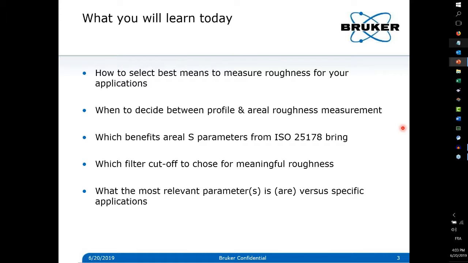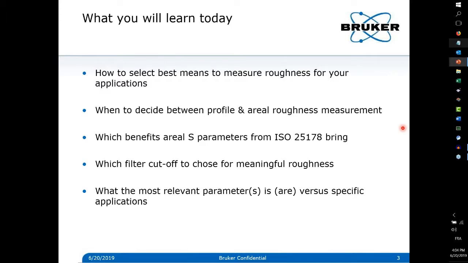Today, this webinar is very pragmatic and oriented to real cases. The key learning point you will get from this webinar is, first of all, the best means to measure roughness for your applications, because we have multiple instruments that can measure roughness. Of course, within these instruments, such as non-contact profilers or stylus profilers, we have a difference between measuring roughness as a profile or as an area. So we will elaborate on which cases or which applications are best covered.